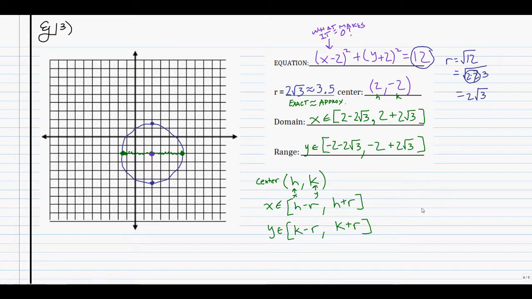So the trick is, when you have a radius that isn't a perfect square, to find the radius exactly like you would anyway, but then approximate it so that you can actually draw out where the graph is, find out where that circle is and sketch it in.